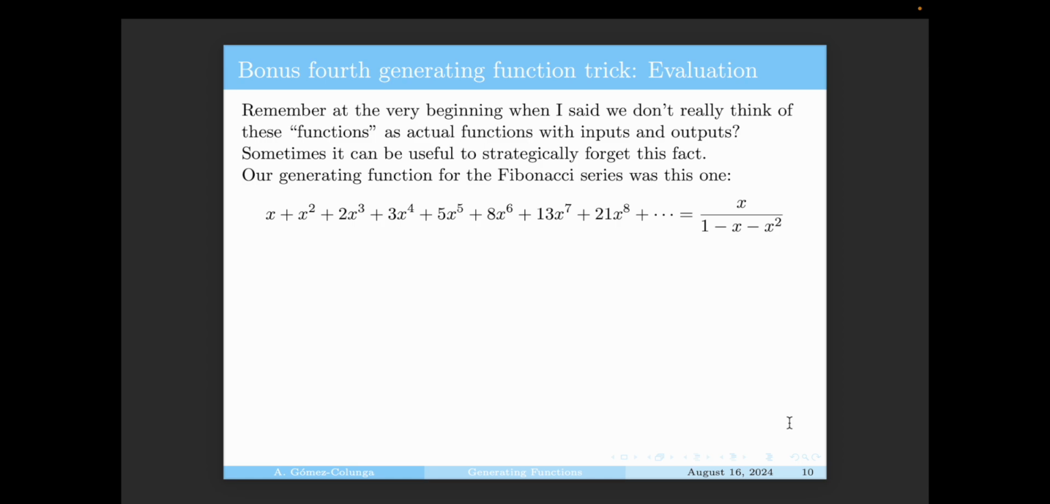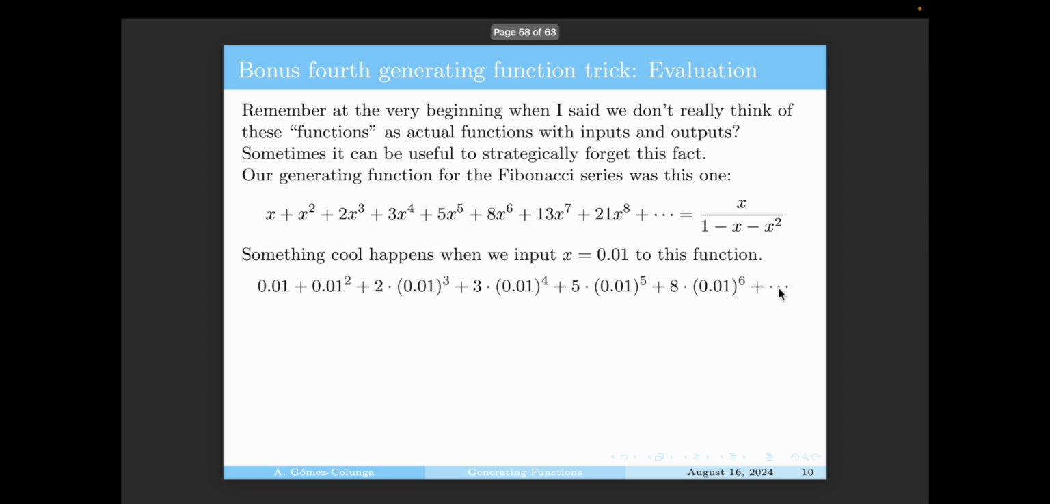generating function for the Fibonacci series was this, 1, 1, 2, 3, 5, and so on, which we found using the shifting trick is equal to x divided by 1 minus x minus x squared. Now, something cool happens when we input x equals 0.01 into this function. So what we get is this expression. I'm not going to read that out.